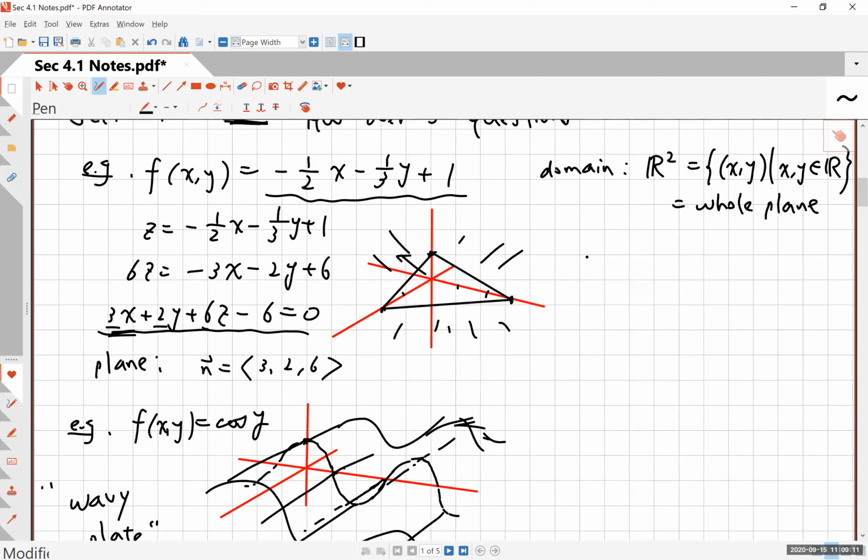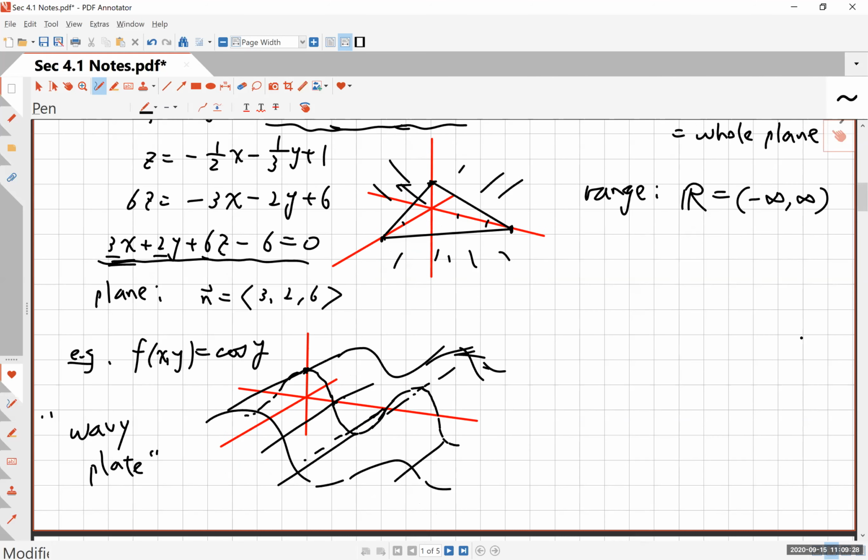So I forgot to say, maybe you can figure out the range of the first one. What is the range of the first one? Well, x can be arbitrarily large or small, and so is y. I think you can see that the range is the entire R, which is the open interval from -infinity to +infinity.